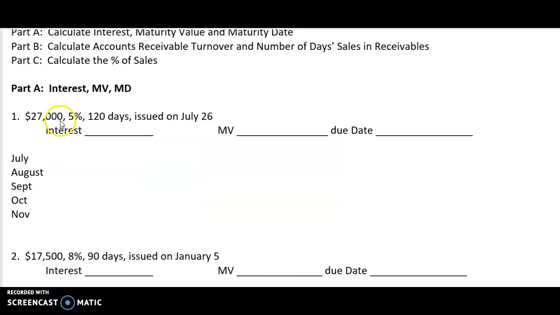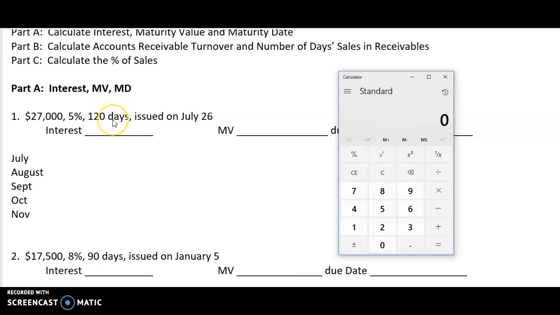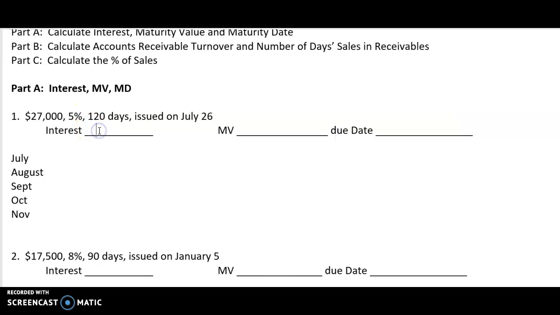And to do so, you start with the days, and it's over 360. So 120 divided by 360 is 1/3, times 5%, 0.05, times 27,000 principal value, and we get 450. So our interest is $450. Our maturity value is the original 27,000 plus the 450.